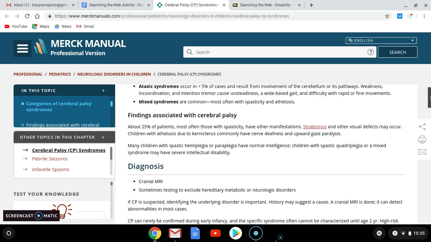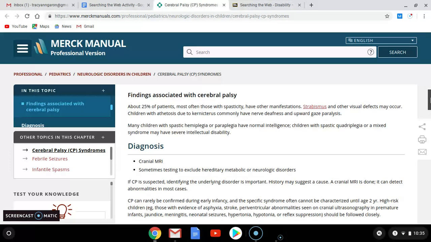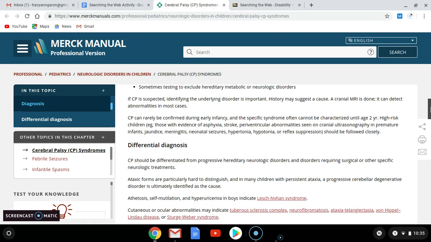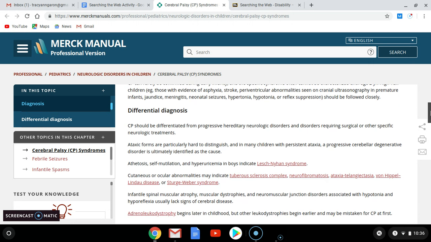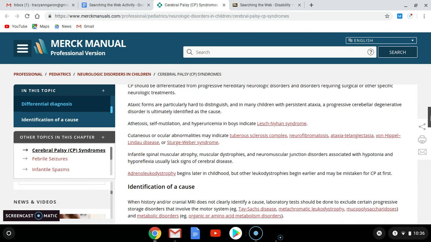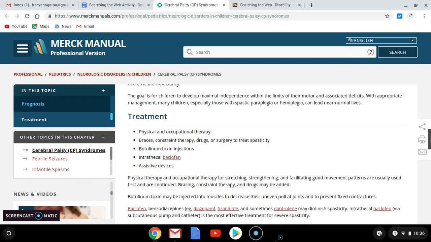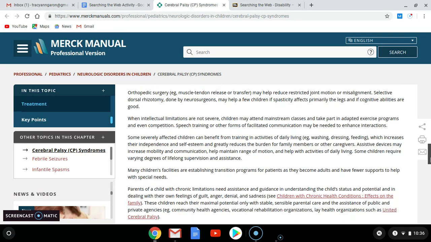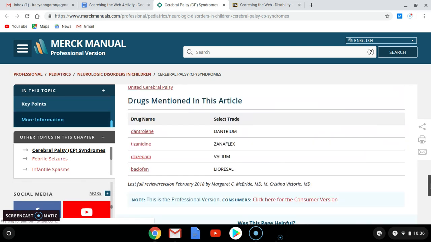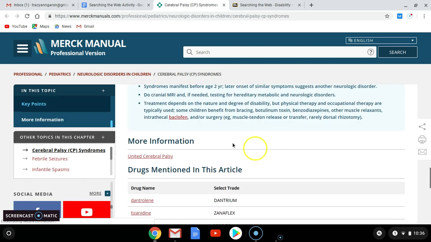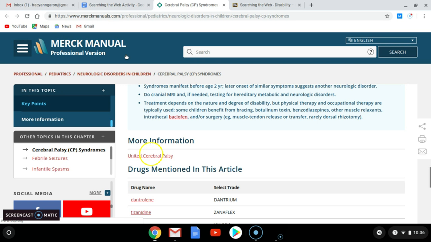And there's also the diagnosis and many more diagnoses referring to cerebral palsy syndrome, and the treatment. And yeah, if you want more information, just click on this site.